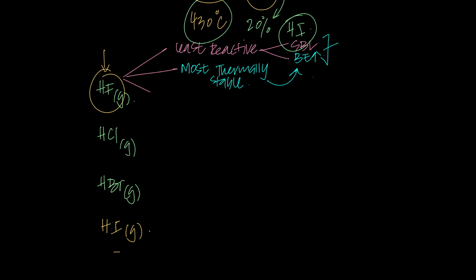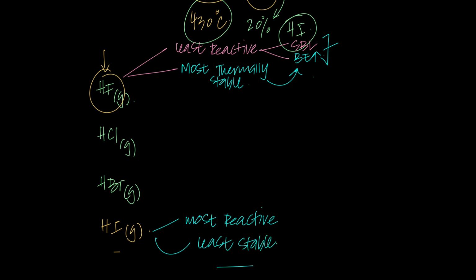Why have I drawn this line right here? Pretty simple. And then this one is the most reactive, same two reasons, and least stable, the lowest thermal stability. Now what happens is, and these are all simple molecular structures. Isn't that true? Hydrogen fluoride, hydrogen chloride, hydrogen iodide, hydrogen bromide, all simple molecular.